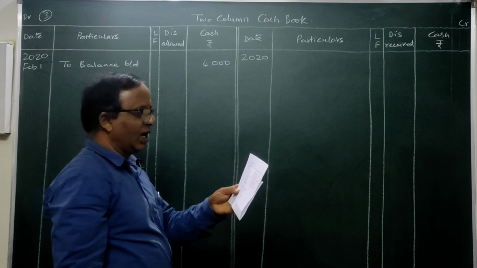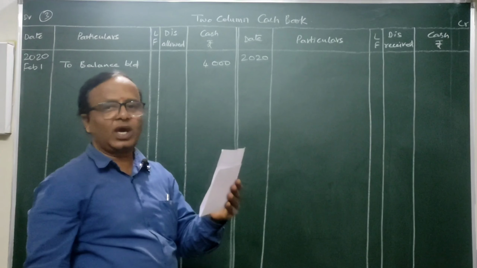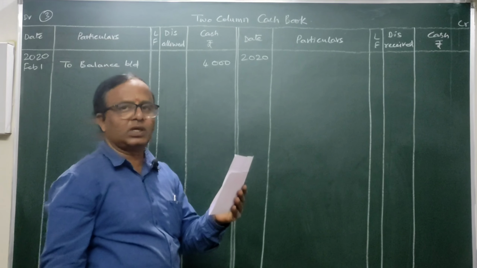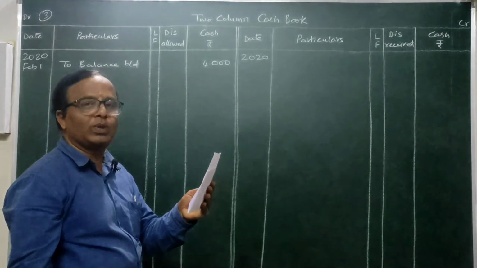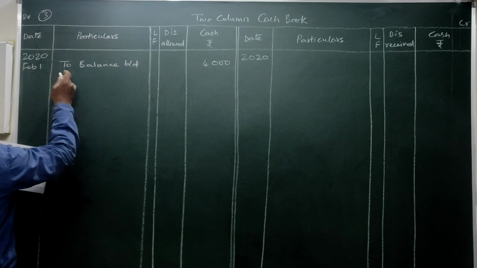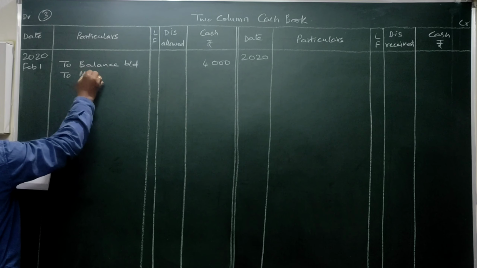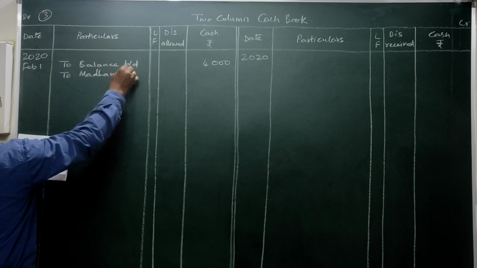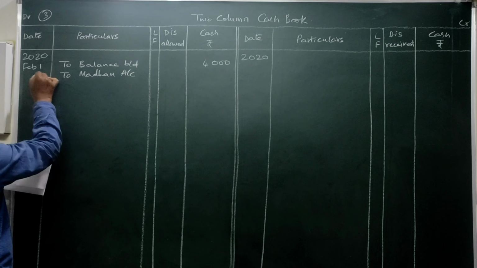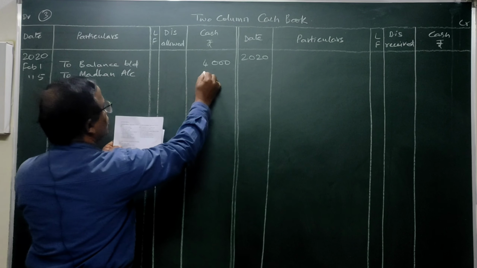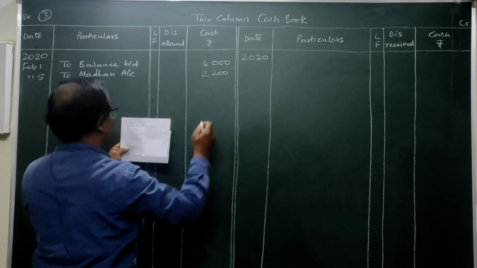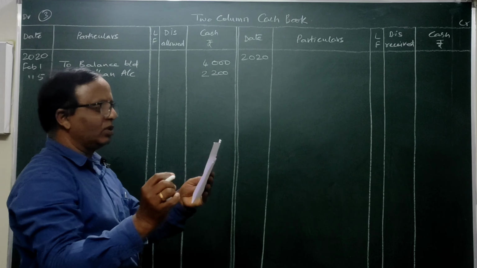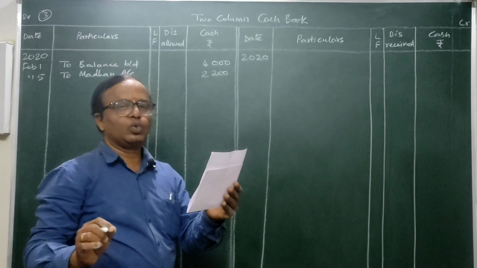Then received cash from Madan. What we have received? Cash. So when we have received cash from Madan, the entry is cash account debit to Madan. So in cash account debit side, you will write to Madan account. The date is 5th, February 5th. Amount is 2,200.